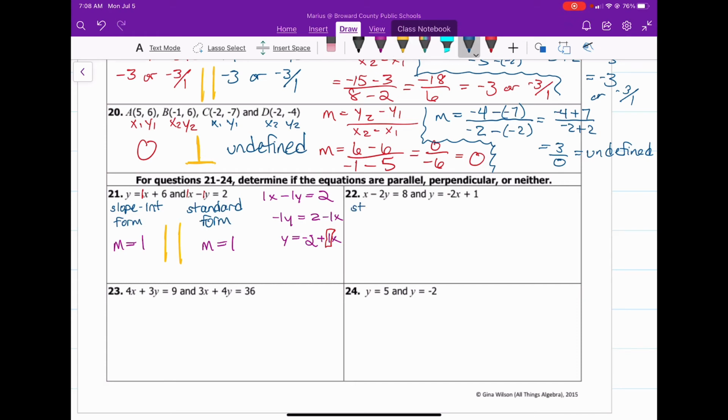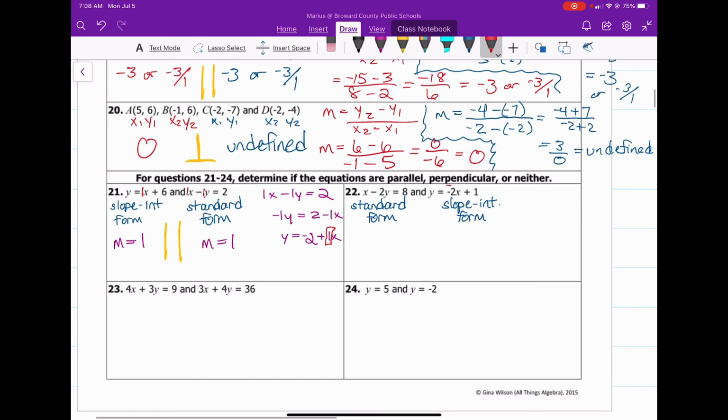This one, the first one is in standard form, which means we have to solve for y. And the second one is in slope-intercept form, which means we just need to look for the coefficient of x. So let's do that first. Coefficient of x for number 22, the second one, is negative 2. So m equals negative 2.